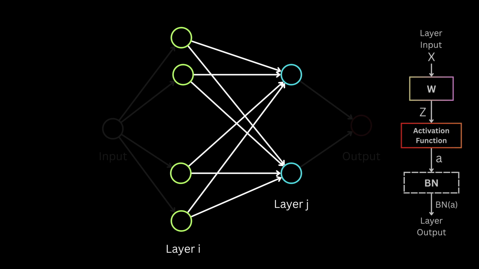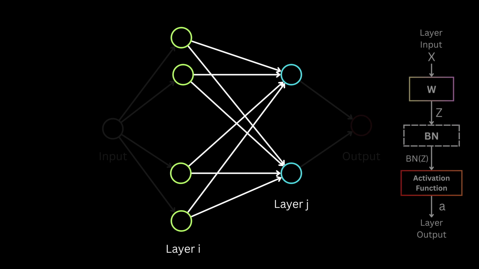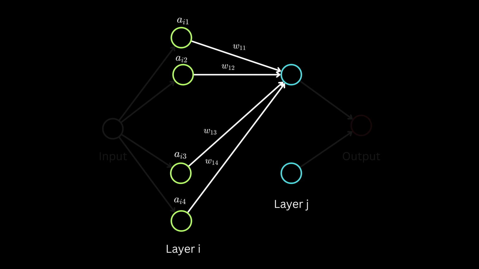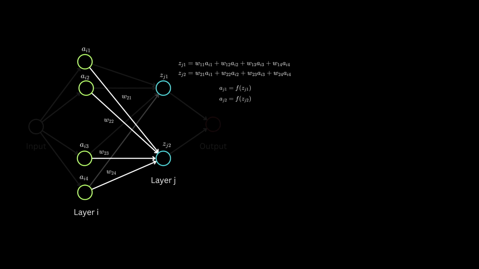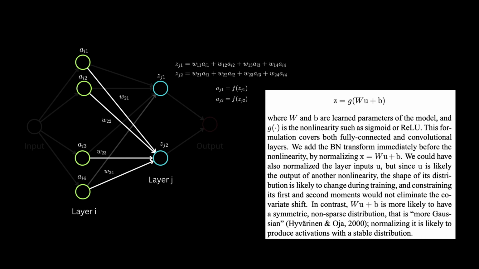Throughout the video, we have been talking about transforming activations, but the authors of BatchNorm actually transform pre-activations. Assuming these are the activation values of layer i, these are the weights to compute the first pre-activation value of the next layer j, and these to compute the second value. We would also have some activation function to compute activation values for layer j. The authors place the batch norm layer prior to the activation function, after the W transpose X computation is done.